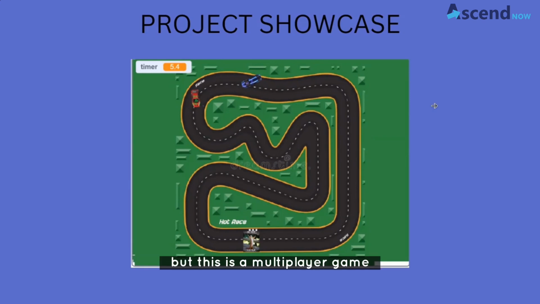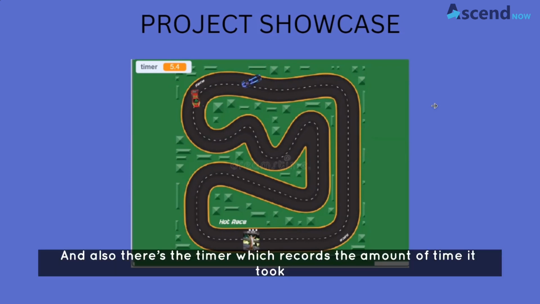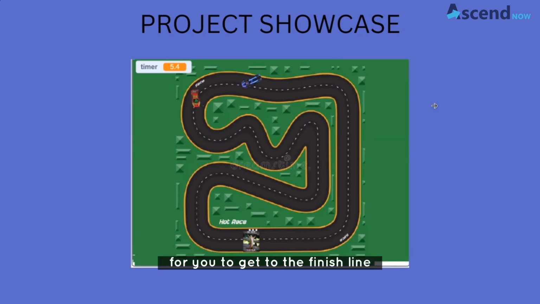But this is a multiplayer game. So for the blue one, you have to press WASD, and for the red one, you have to press the arrow keys to move. And also there's a timer, which records the amount of time it took for you to get to the finish line.